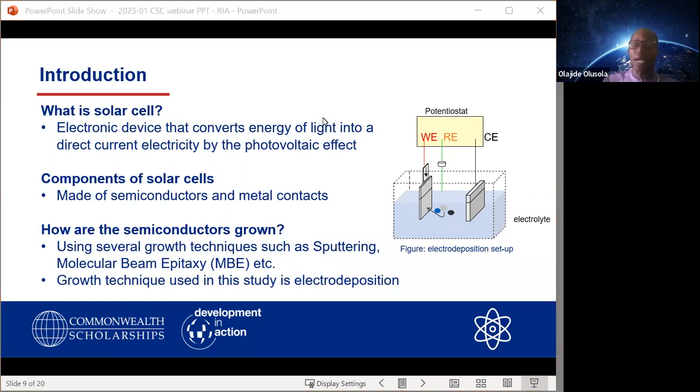And as you can see in the diagram there, that is the simple setup for the electrodeposition technique. It contains a bath wherein we have the electrolytes that contain the different ions that you want to deposit. And it contains some electrodes: the reference electrode, the working electrode, the counter electrode, and we also have the equipment, which is a potentiostat, through which these materials are grown. Next slide, please.